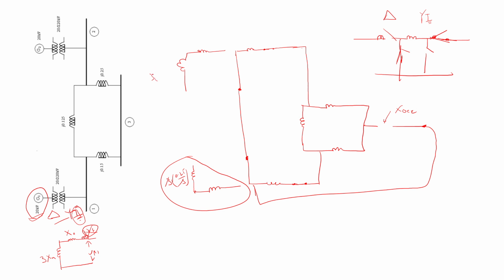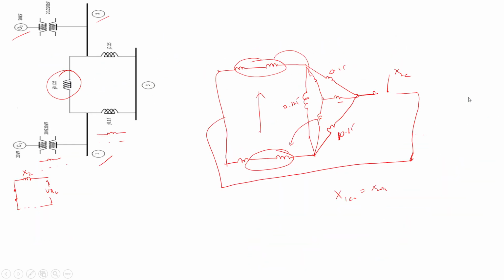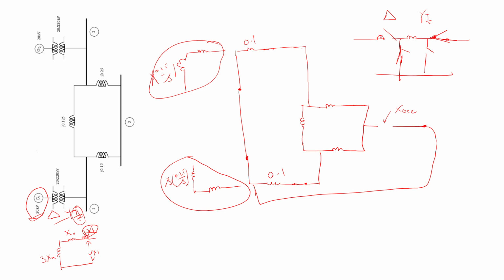Here also we have 3 into 3xn, so xn is given 0.25 by 3. Here 3 gets cancelled, but the generator is isolated because of the delta connection, so you only need to consider the reactance of the transformer, the zero sequence reactance of the transformer. So this is 0. For the lines it is given 0.3, 0.35 and 0.7125. So this is 0.3 and 0.35.